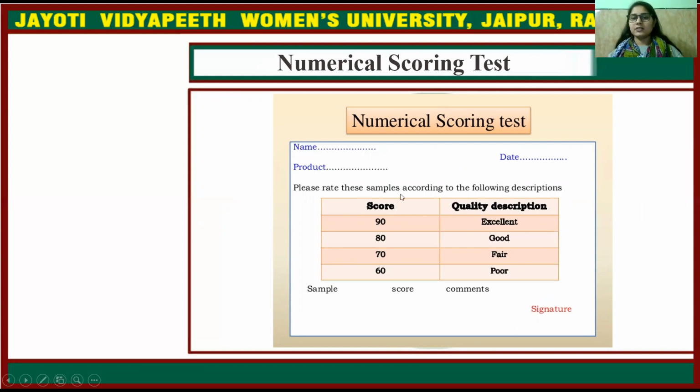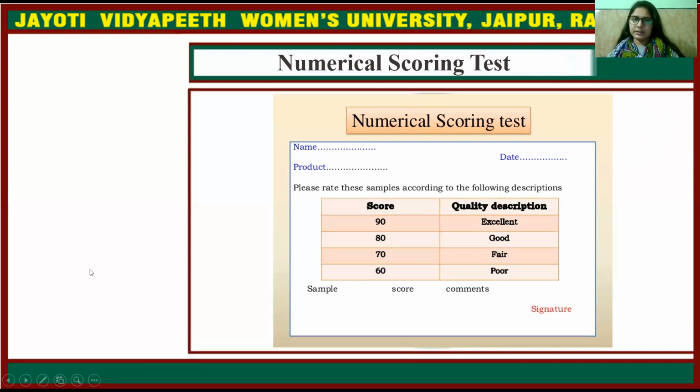Then please rate these samples according to the following description. The scores and the quality descriptions are already given, and you have to give marks according to the taste, flavor, texture, and sensory properties of the food product. Okay, so 90 means the food product is excellent, 80 means good, 70 means the sample is fair, and 60 means the sample is poor. So this is the numerical scoring test, where you just give marks to the samples, and the higher the marks, the higher the acceptability of that food product.